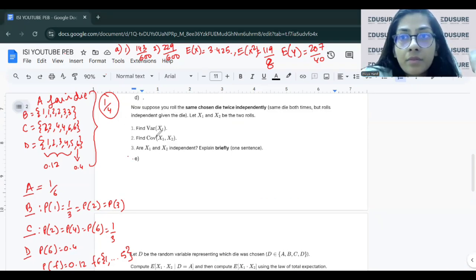Now we do part D. Now suppose you roll the same chosen die twice independently. Same die both times, but rolls are independent given the die. Let X1 and X2 be the two rolls. Find the variance of X1, find the covariance of X1, X2. Are X1 and X2 independent? Explain briefly in one sentence.